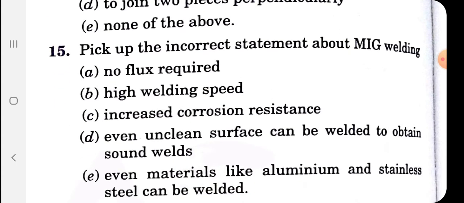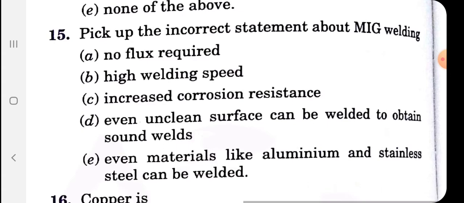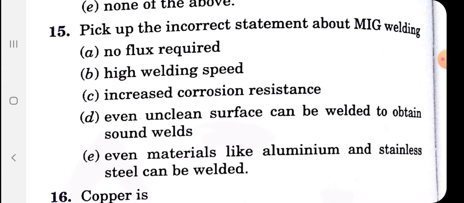Pick up the incorrect statement about the MIG welding. So MIG welding, no flux is required, high welding speed, increased corrosion resistance, even unclean surface can be welded to obtain sound welds, even material like aluminum and stainless steel can be welded. I think 15th is, yeah, that is no flux required.